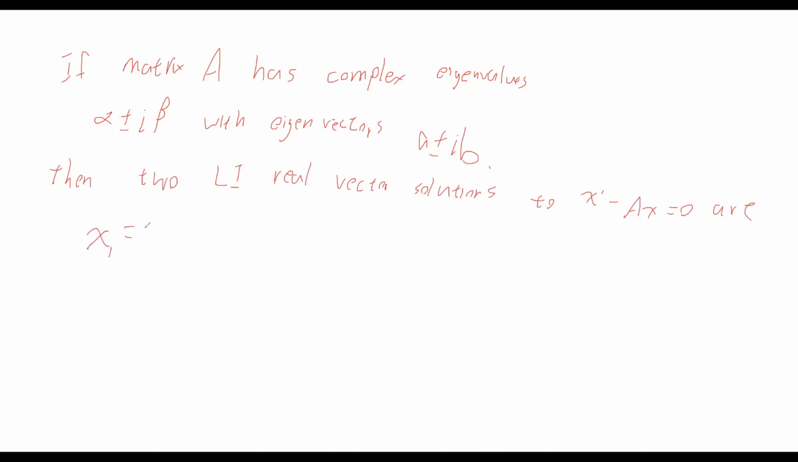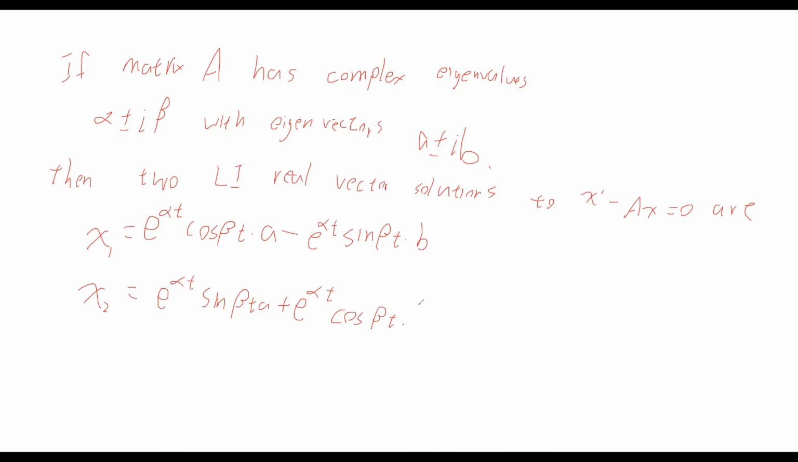x1 is e to the alpha t cosine beta t times a minus e to the alpha t sine beta t times b. And x2 is e to the alpha t sine beta t times a plus e to the alpha t cosine beta t times b. Okay, so this is basically your general solution, right?